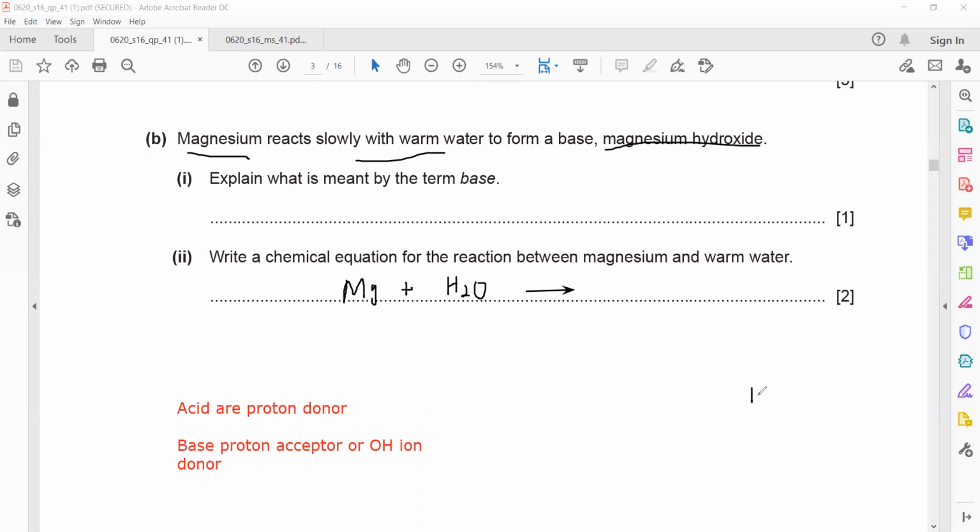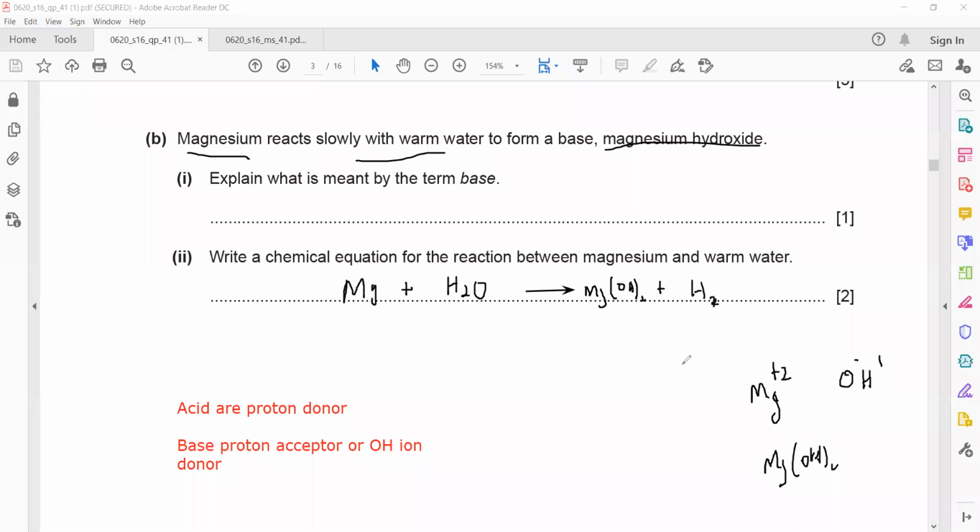So what will be the formula for magnesium hydroxide? Magnesium belongs to group 2, so it's +2, and hydroxide valency is -1. So the formula for magnesium hydroxide will be Mg(OH) in a bracket 2, plus hydrogen.